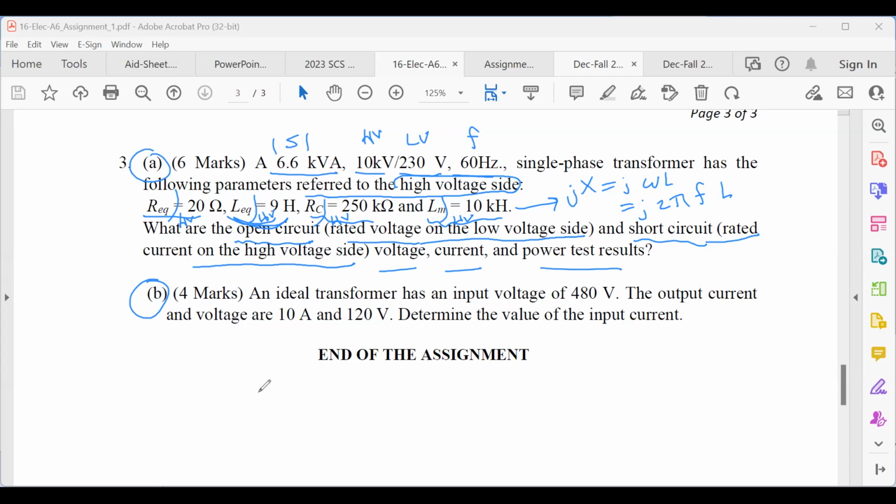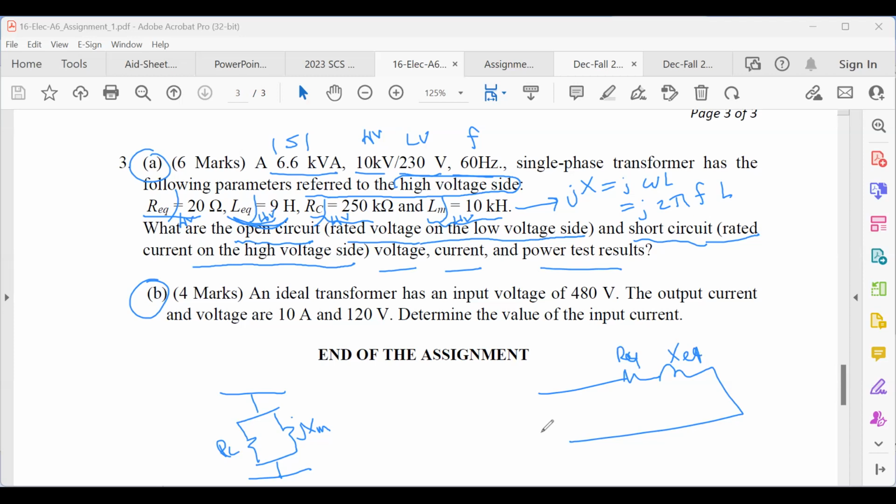So how can we do this? We will use the reverse of the open circuit test and short circuit test. We actually have RC and we have jXM and we have R equivalent and X equivalent. We know that, for example, the voltage here at the open circuit is the V rated. They already provided this. And we know for the short circuit, the I short circuit is the I rated. So this is good information.